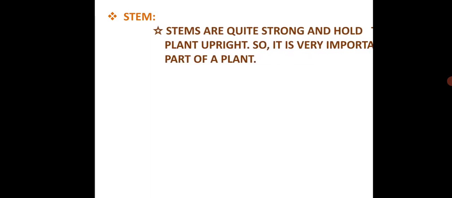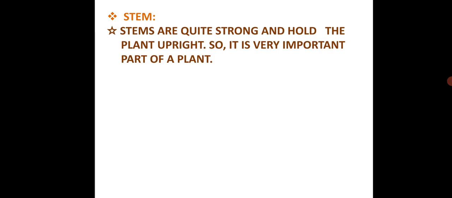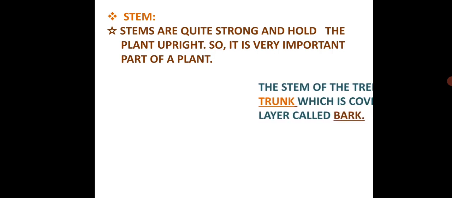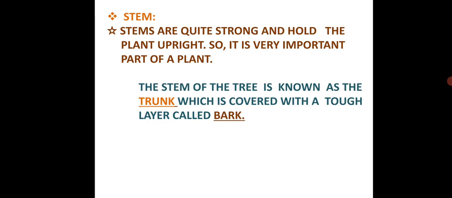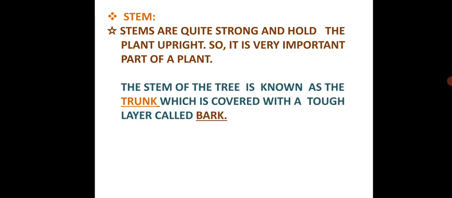Stem. Stem is a very important part of a plant. In most plants, stems are quite strong and hold the plant upright. The stem of the tree is known as the trunk, which is covered with a tough outer layer called bark. Bark protects the inner part of the tree.